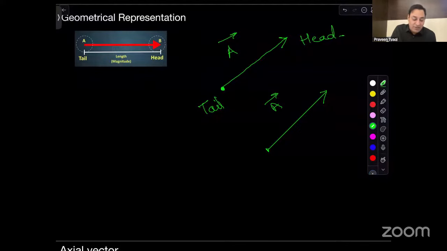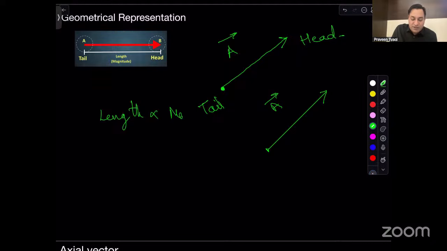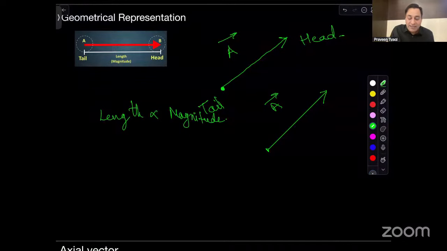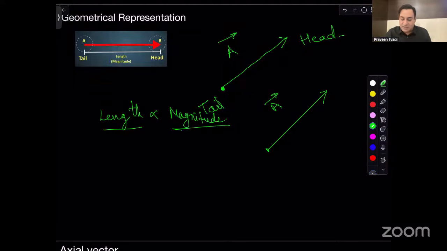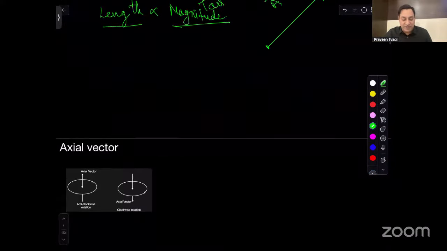The length of a vector is proportional to its magnitude. I'll be quick, don't worry. I am just starting from scratch and trying to ensure that every child understands everything. I'll be moving very fast. The length of a vector is proportional to its magnitude, and the direction obviously is represented in the same direction as the vector. This is the geometrical representation of a vector.